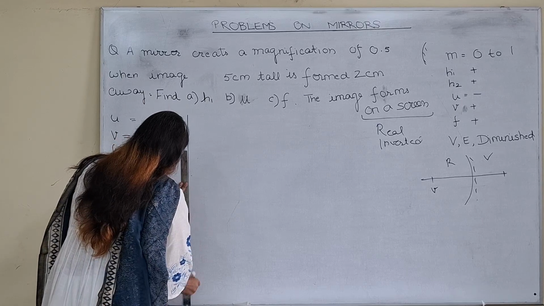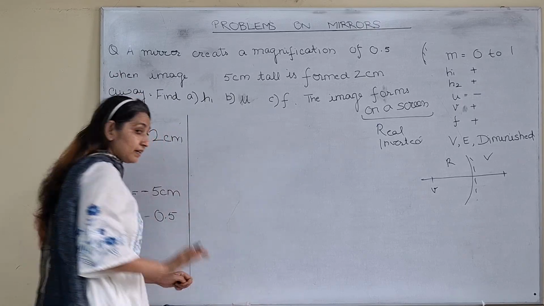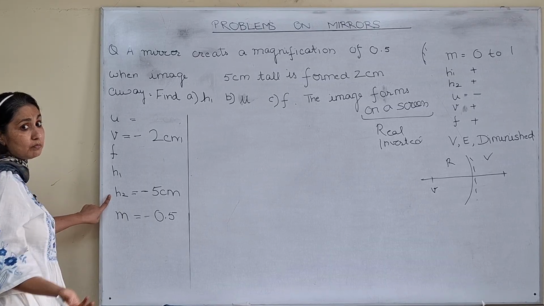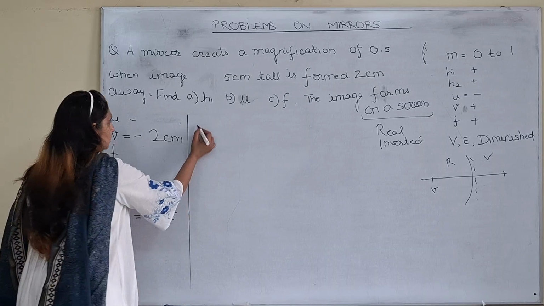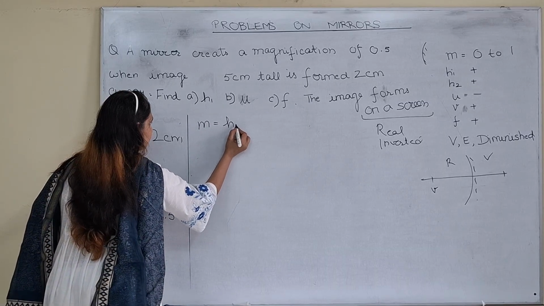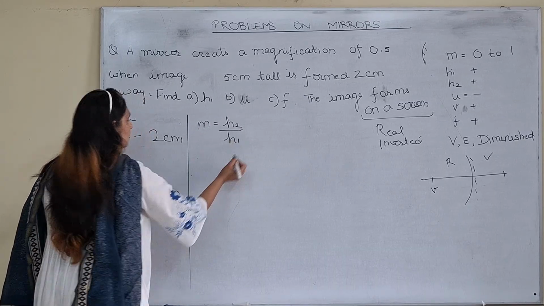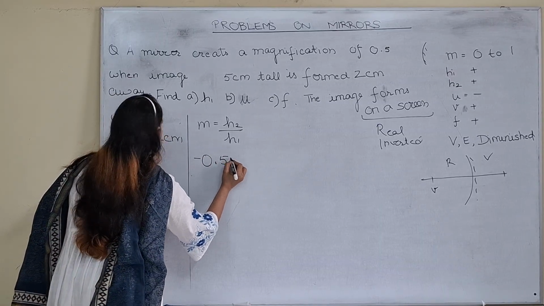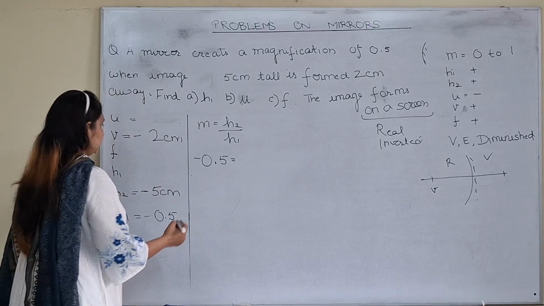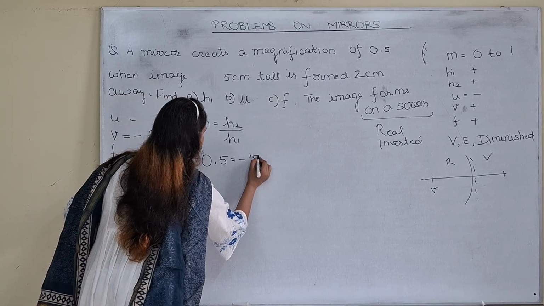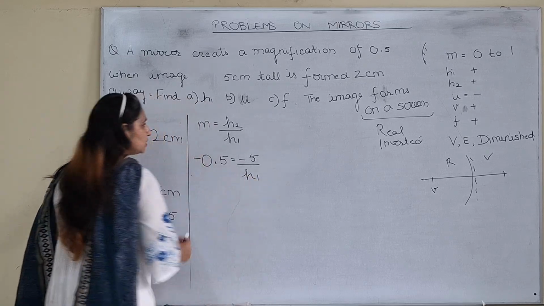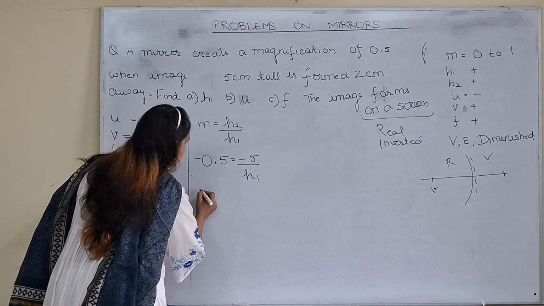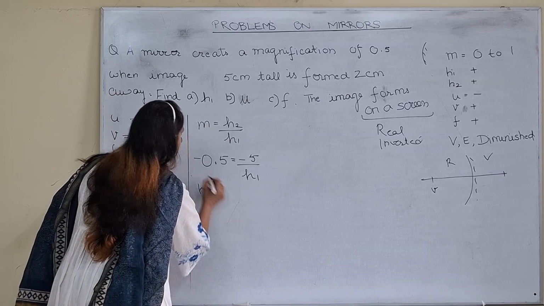Okay, I hope before I draw my line your question is over. It can be done so fast also. Okay, we have M, we have H2. Which formula? M is equal to H2 by H1. So minus 0.5, remember to put minus, is -5 upon H1. Now H1 value should come out positive because the object is always placed upright. So it should come out positive. We'll just see H1 is equal to, this gets cut.